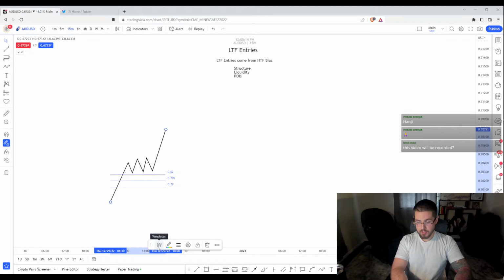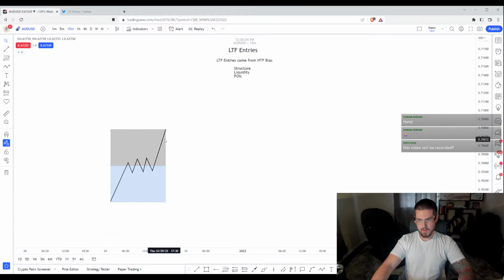Some strategies might work on all pairs, but one strategy is going to work better on one pair than it will another. For instance, I noticed that a lot of strategies that work with crypto don't necessarily work as much with trading indices, right? And vice versa. So what we want to do is identify our structure, and we're looking at a bullish narrative in this situation. We'll just draw this a little bit clearer.